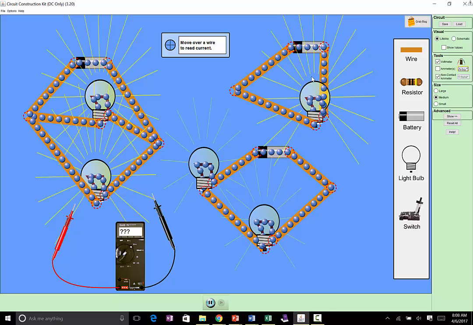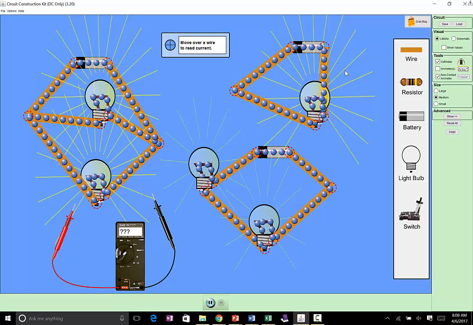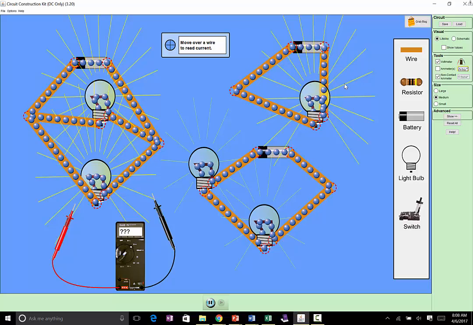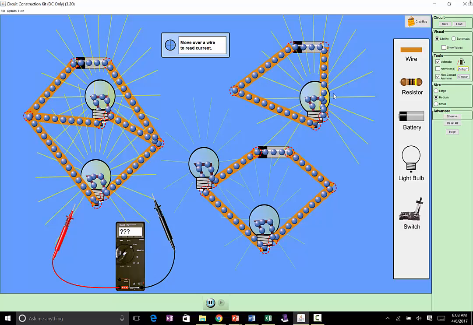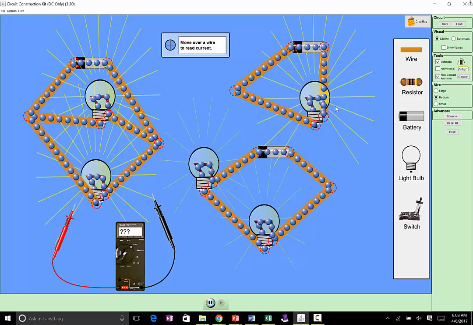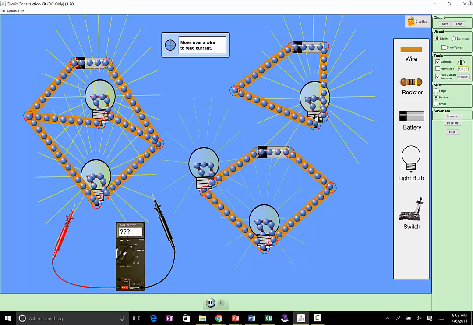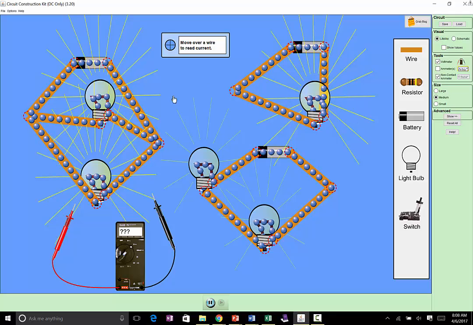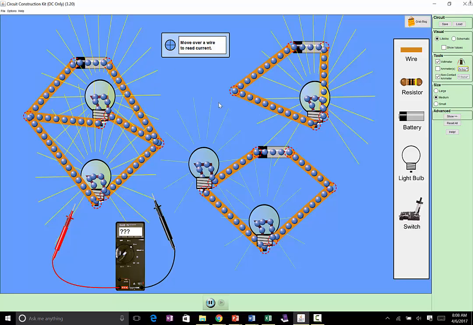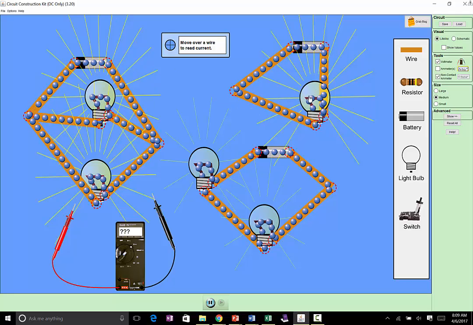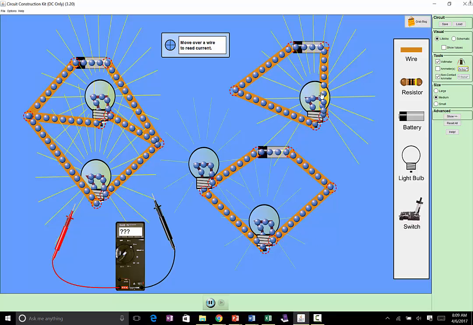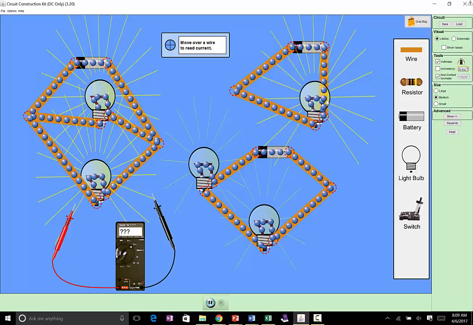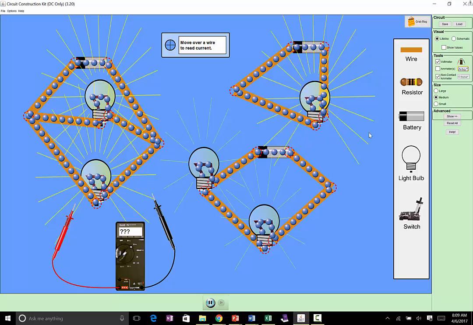Now the brightness is really related to the power output of the bulb, and that power depends upon the current, but also the voltage, and the resistance. So there's really a lot to play in the power. But you'll notice that there are some brightness differences. And because they're all the same resistance light bulb, that brightness difference is going to be related to the current and the voltage at each one of those light bulbs.